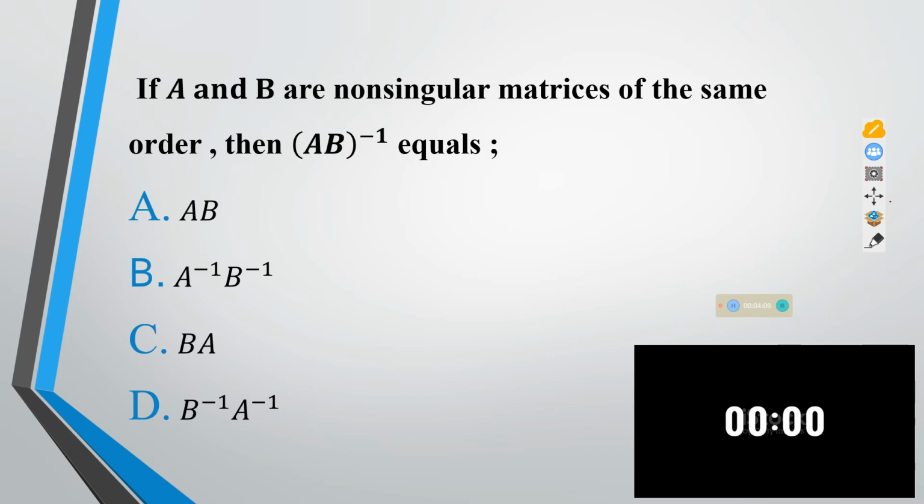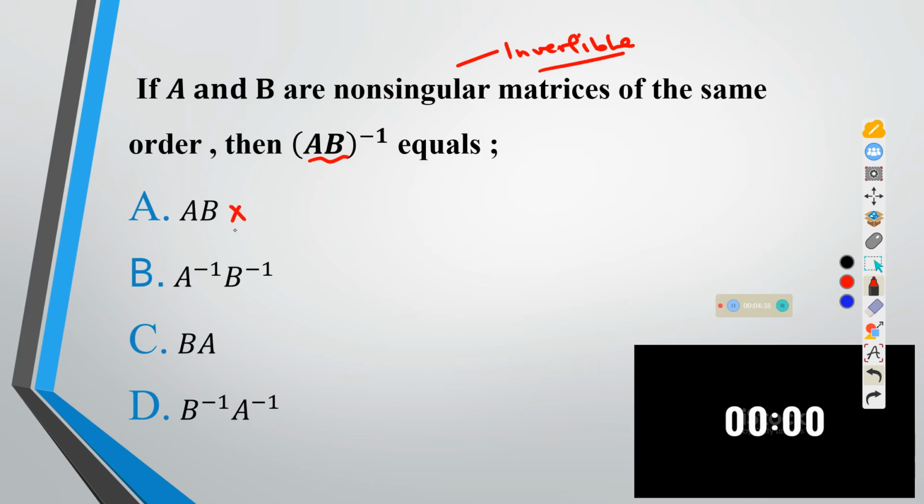So next, let us look at the solution to this. We are told that A and B are non-singular matrices, meaning that they are invertible. Non-singular means that they have an inverse. A has an inverse, B also has an inverse, and they are of the same order. Then we need to look at (AB) inverse. So what will (AB) inverse be? (AB) inverse is not equal to AB. This is not generally true.